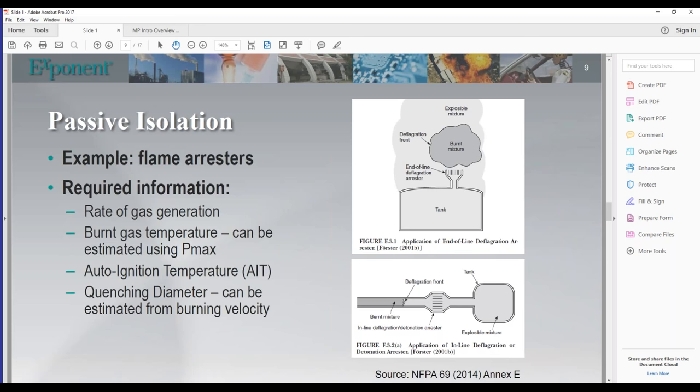Passive isolation, we have used this in the past. We have worked with clients that have used basically flame arrestors to try and prevent a failure in one module from spreading to other modules. And there are two types of flame arrestors. One is the end-of-line, shown in the top right.